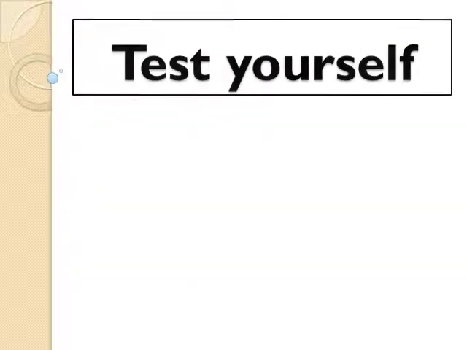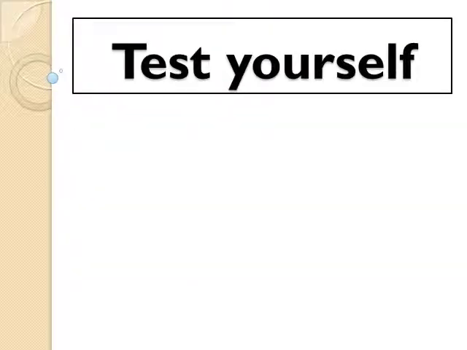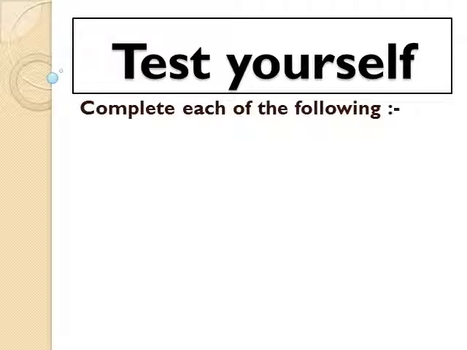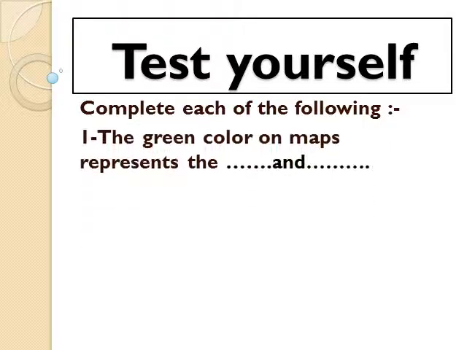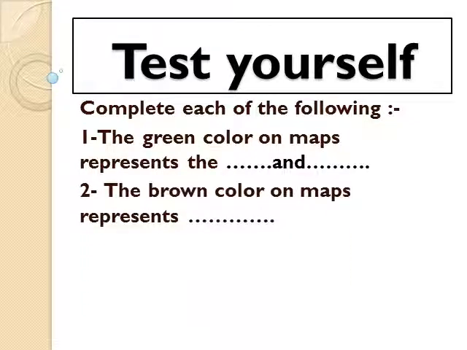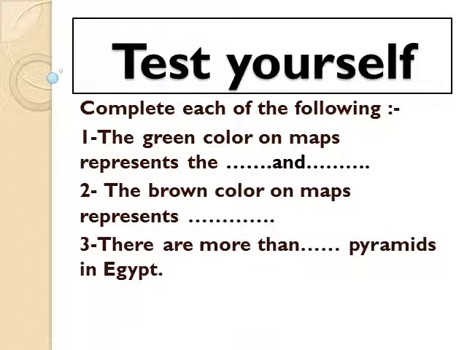Now let's make sure that you understood the previous slides. So complete each of the following questions. Question number 1. The green color on maps represents what? Question number 2. The brown color on maps represents what? And the third question, there are more than blank pyramids in Egypt. You have 2 or 3 minutes to think about the answer.